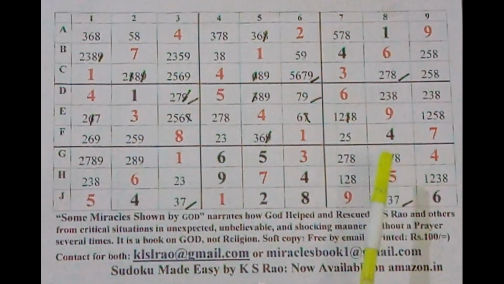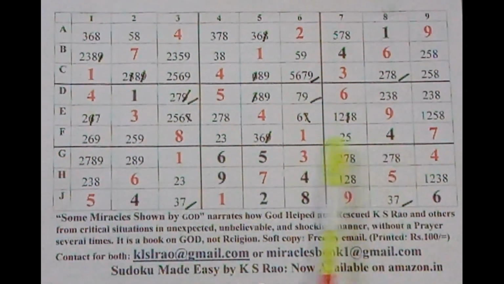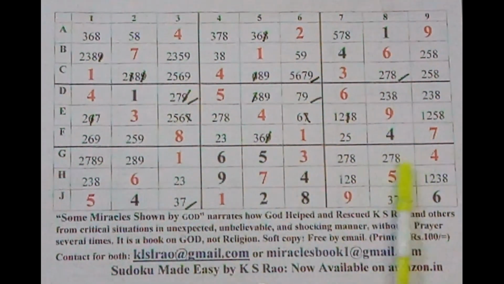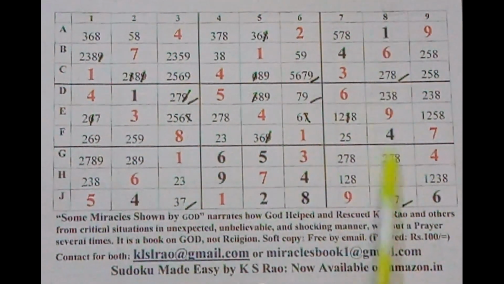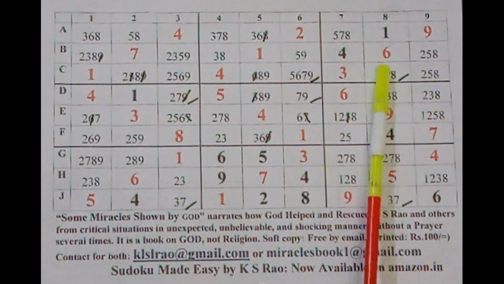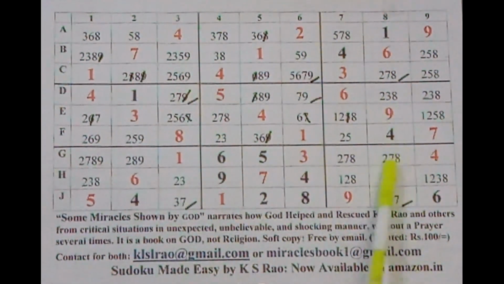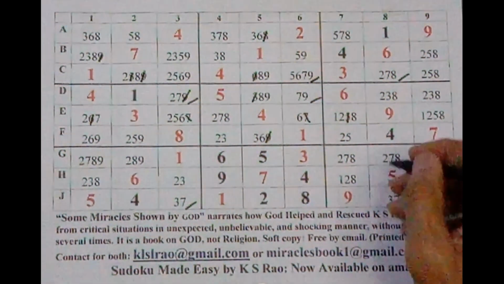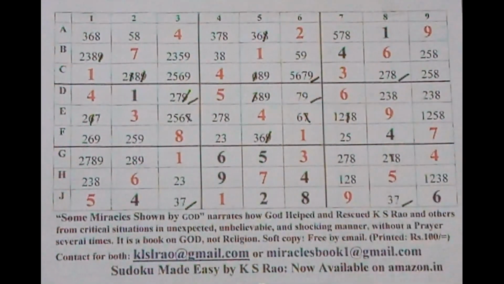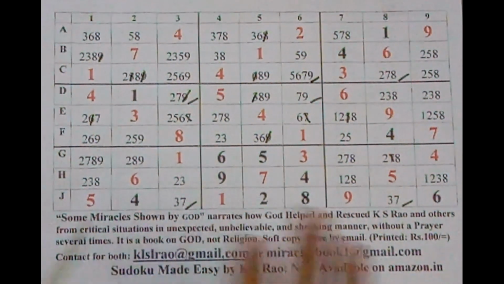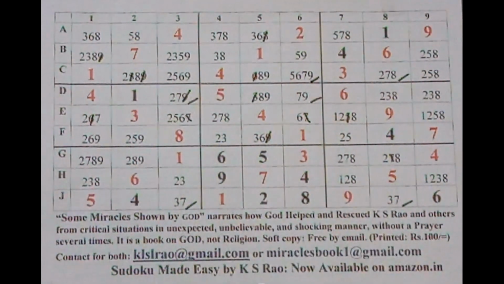And then look at this. Here, in this column number 8, a 7 has to be here or here. That means in between, this 7 at G8 should be deleted. Okay. So this is the meaning, or this is what is called the swordfish. Okay. Now this will commence our campaign of solving this puzzle.